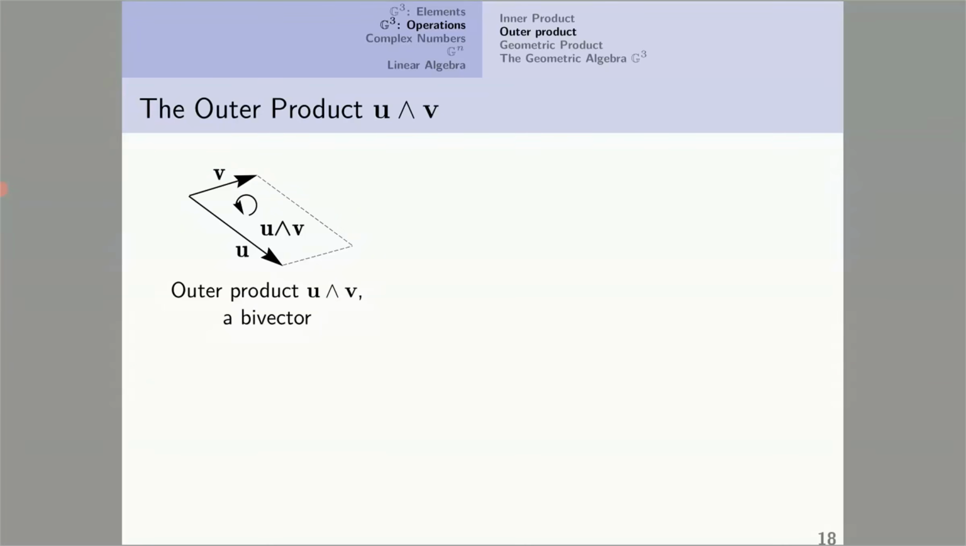The outer product U outer V. The outer product of two vectors is a bivector. Now a bivector has an area and an orientation. The area of the outer product is the area of the parallelogram shown. For the orientation of U outer V, follow the direction of U around the parallelogram, U being the first element in the outer product, giving a counterclockwise orientation as shown.